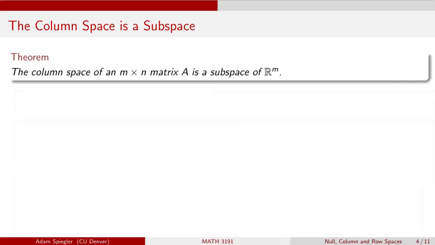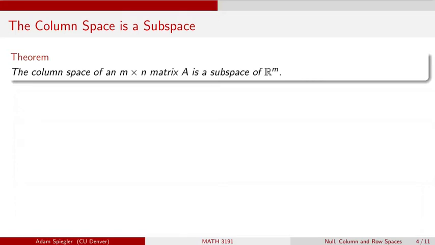Okay, hi everybody. So in this video, I want to prove the following theorem, which is that if I have an m by n matrix A, then the column space of matrix A is a subspace of Rm, where Rm is now the codomain of this matrix. So it's not surprising that we tack on this word space to column space and null space. It's because they happen to be subspaces of either the domain or the codomain.